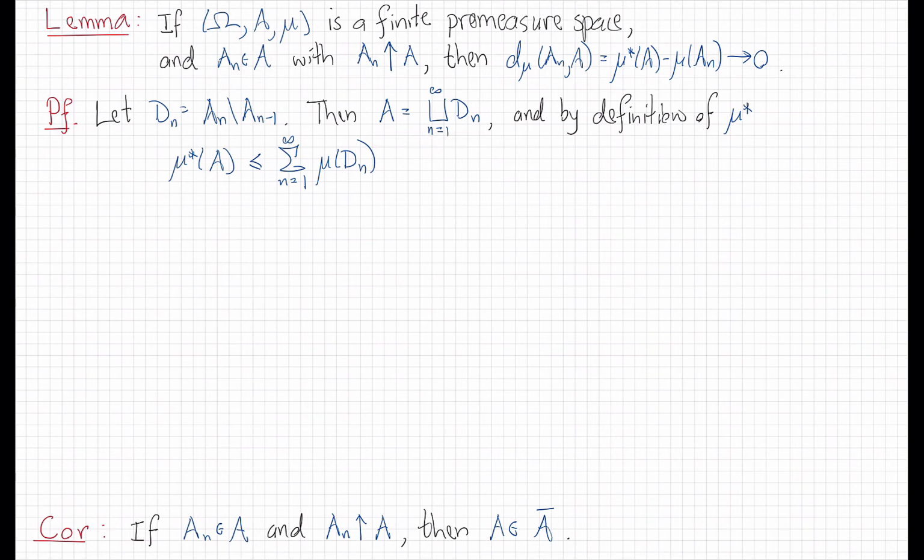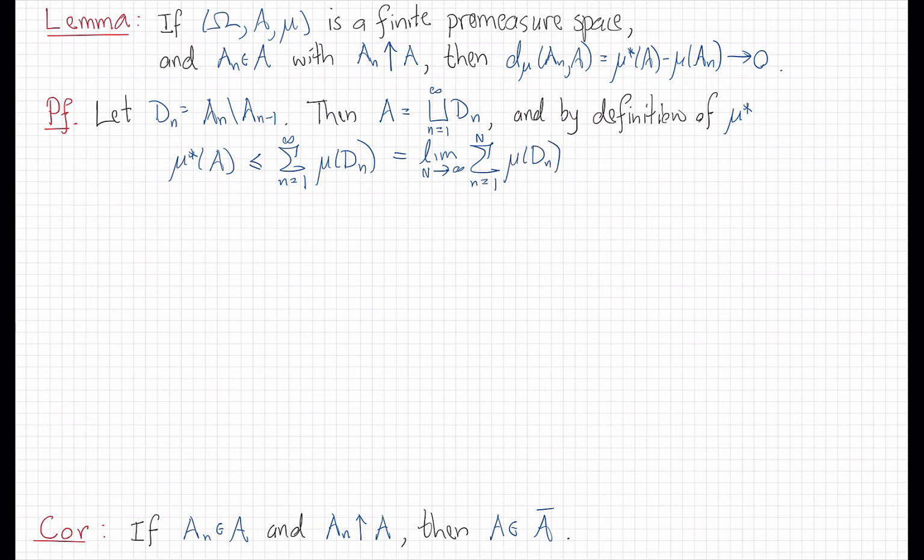Now, by the definition of mu star, since A is equal to and therefore contained in this union of dn's, which are in the field A, the outer measure, mu star of A, is less than or equal to the sum of the mu of dn's. Let's write out what that countable sum means. It, of course, is a limit, as capital N goes to infinity, of the sum, little n going from 1 up to capital N, of mu of dn.